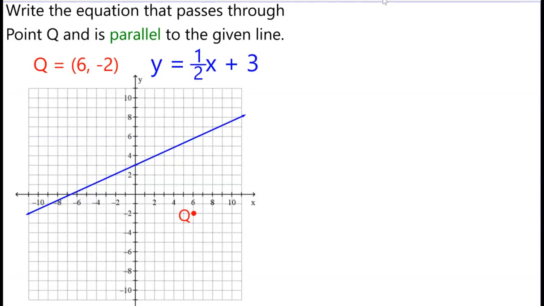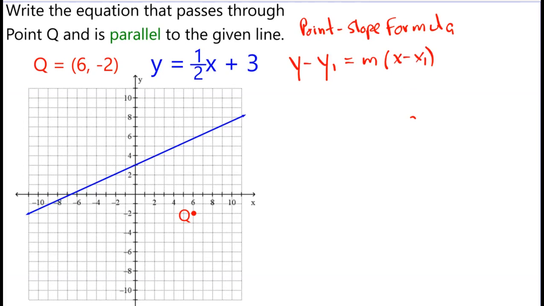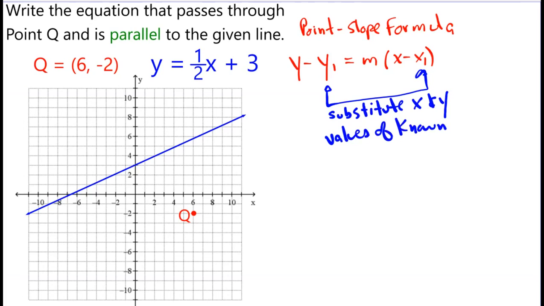So in this problem, we're asked to write the equation that passes through point Q and is parallel to the given line. To do this, we're going to use something called the point-slope formula. And the point-slope formula is y minus y1 equals m, and then parentheses x minus x1. And we're going to substitute into here the x and y coordinate of a known point. And the m, we substitute the slope in that we want to use.